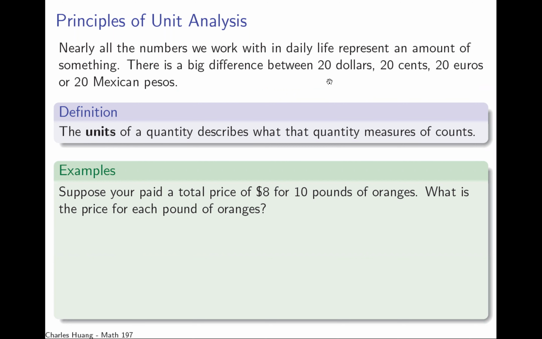If I just throw out a number, say 20, it's a little bit difficult to know how much 20 is. Is it $20 Canadian? Is it $20 US? Because that would have different values. We could have $20.20, $20, $20,000. So what we have to do is include the unit, the word at the end, that helps us describe what the number is.